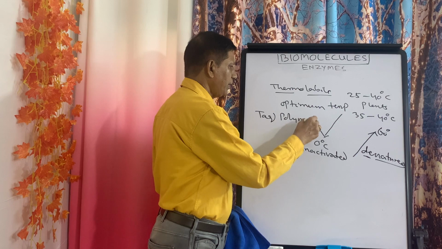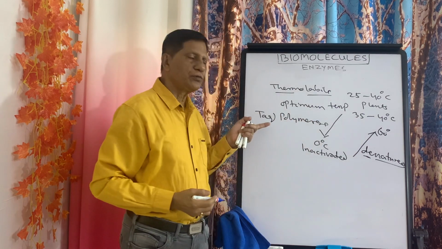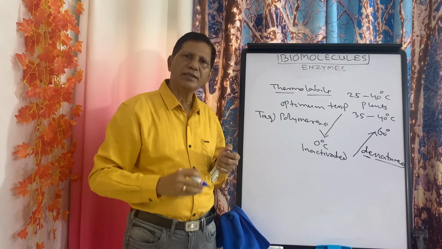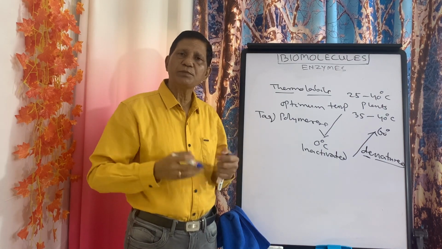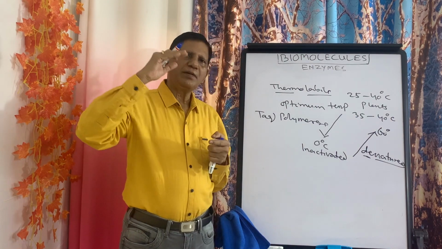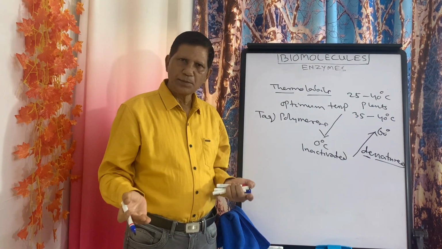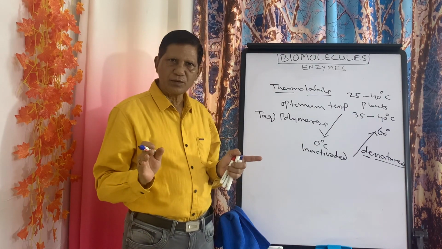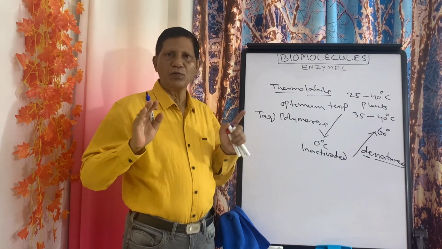Taq polymerase, obtained from Thermus aquaticus, is used in polymerase chain reaction. It can tolerate up to 100 degrees centigrade because it lives in hot springs. But although some organisms can survive in high temperature, and some can survive in minus temperature, there are exceptions. We are discussing normal ones.